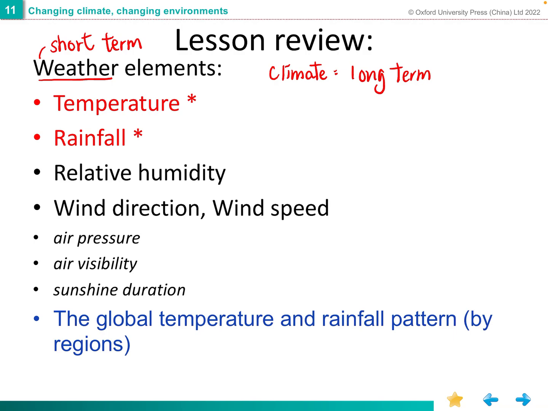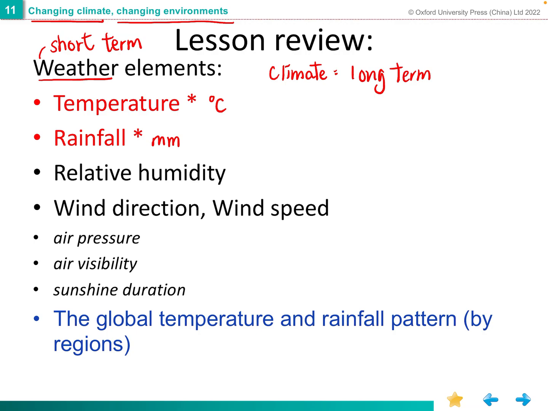The first one is temperature. The unit is in degrees C. In the study of this chapter, changing climate, changing environment, temperature is a very, very important element you should bear in mind. Besides temperature, of course, is rainfall. Unit is mm. So these two are the very important elements for this chapter.